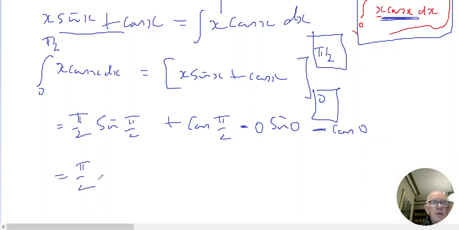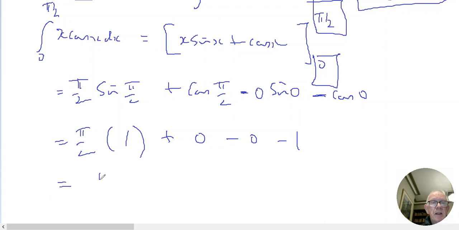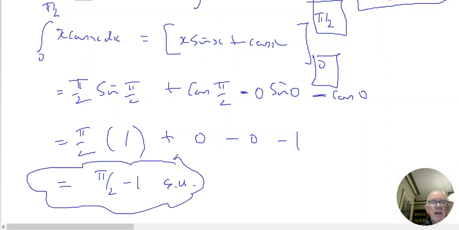Pi on 2 times 1, because the sine of pi on 2 is 1, plus 0 minus 0 minus 1. So my answer should be pi on 2 minus 1 square units as being the area shaded.